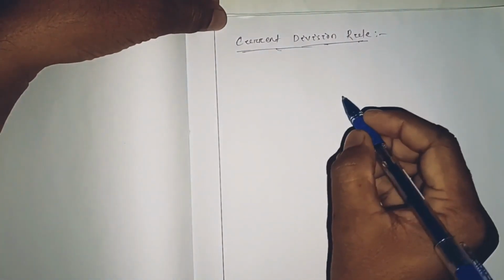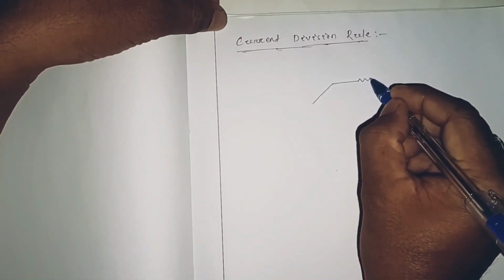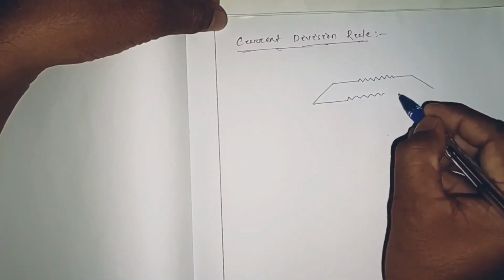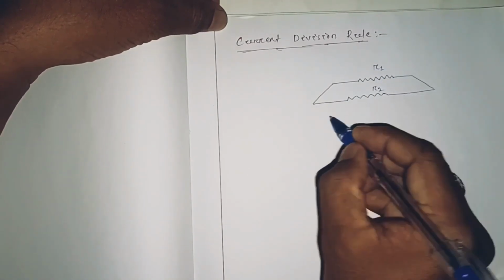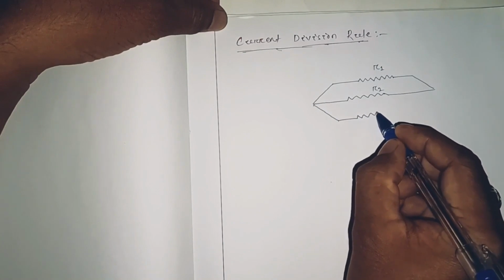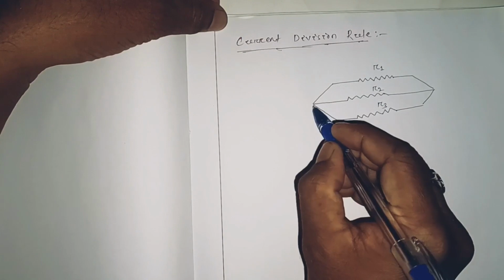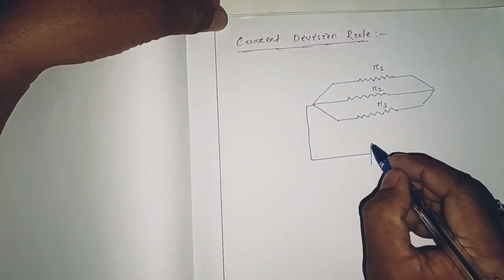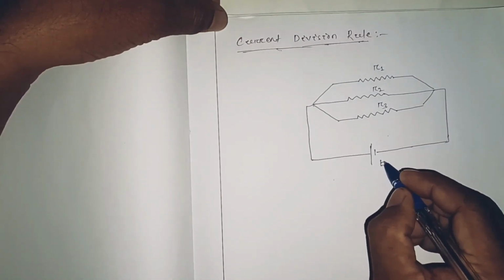Okay, hello everyone. In this video, we are going to discuss the current division rule. Consider a circuit like this. This is your R1, resistance R2, and resistance R3. Three resistances are connected in parallel with each other, and this circuit is connected with a battery having voltage or EMF E.